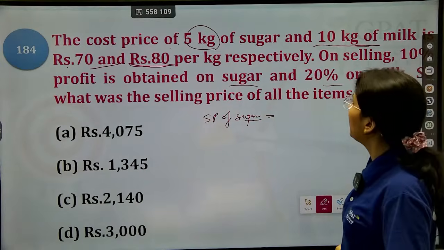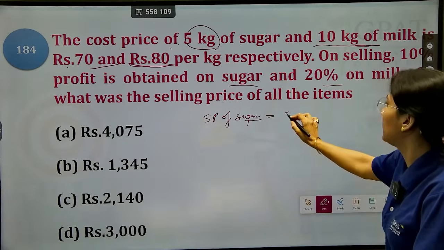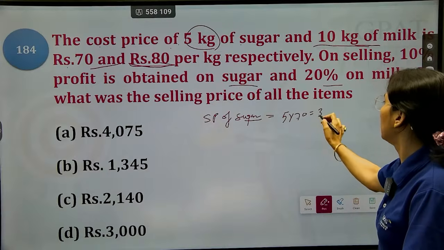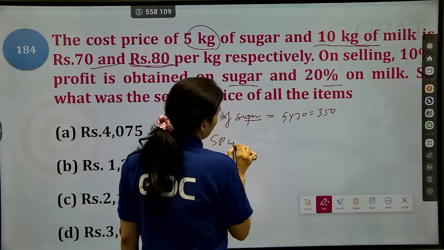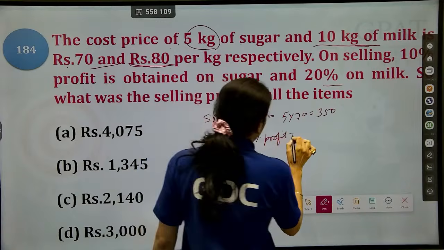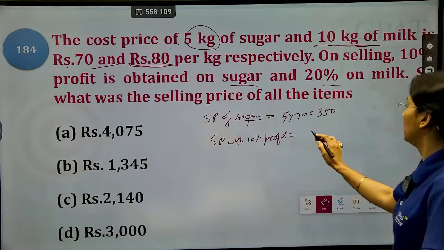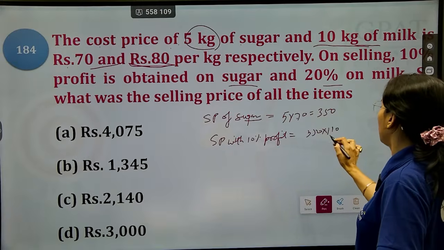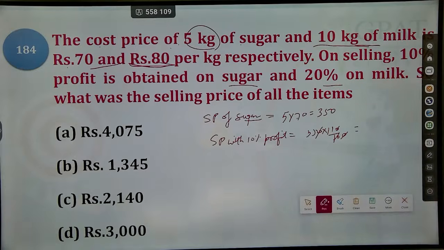so the cost of sugar is what? That is 5 multiply 70, that is 350. SP with 10% profit is what? That is 350 multiply 110 upon 100. So we will get our SP of sugar, that is 385.